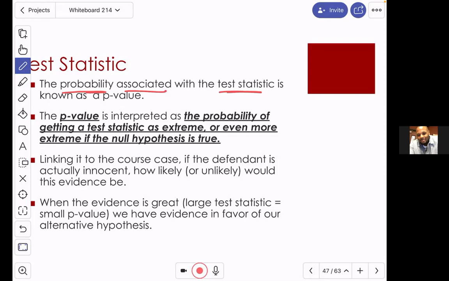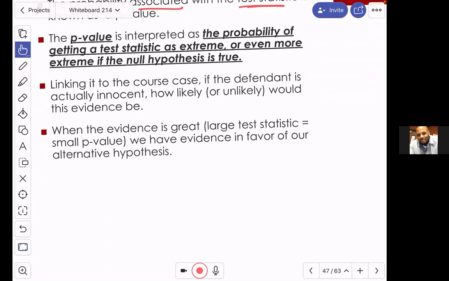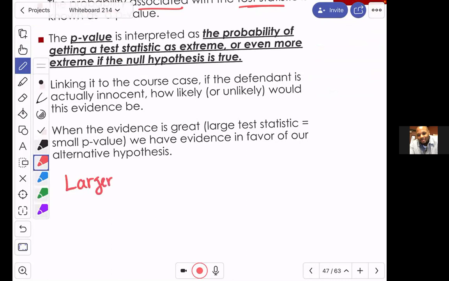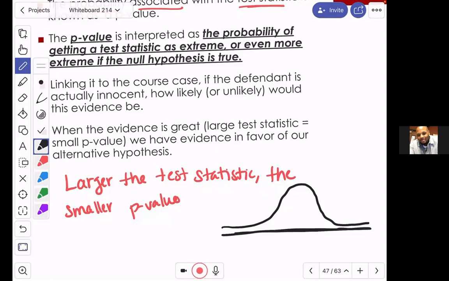So when we look at our p-value, your p-value can either be very big or it can be very small. The larger the test statistic, the smaller the p-value. And here's why. A test statistic is a z-score. And by larger, I can mean larger in terms of positive or in terms of negative.